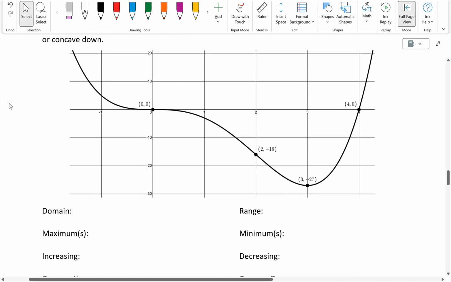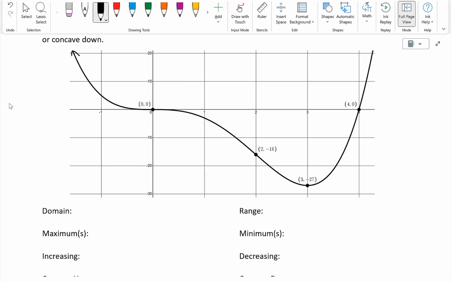So our domain: the graph extends up and to the left and up and to the right off the graph, and we're assuming we've got those arrows there that are sending us forever and ever out to the sides as we go up. So our domain is all real numbers, or negative infinity to infinity. Infinities always get those parentheses because we can never actually reach those values.